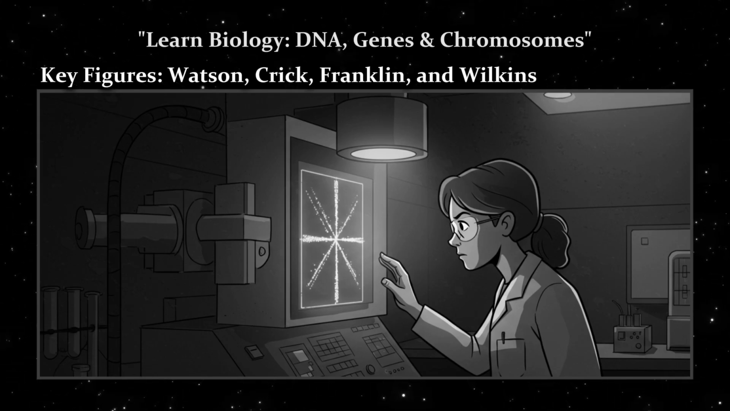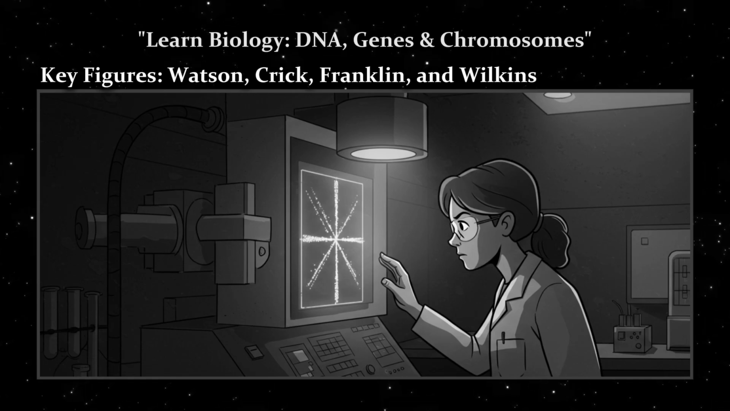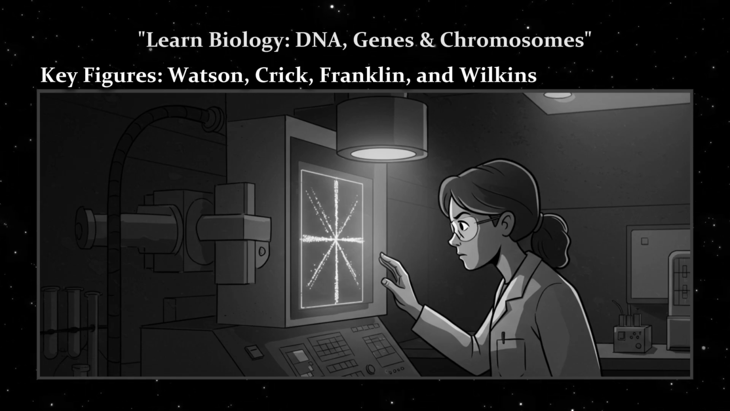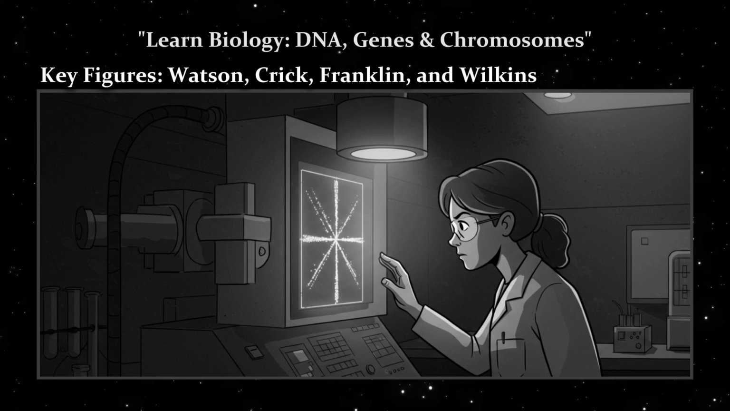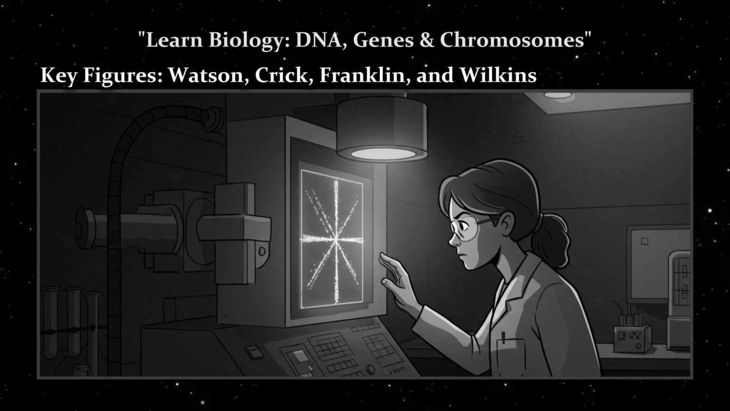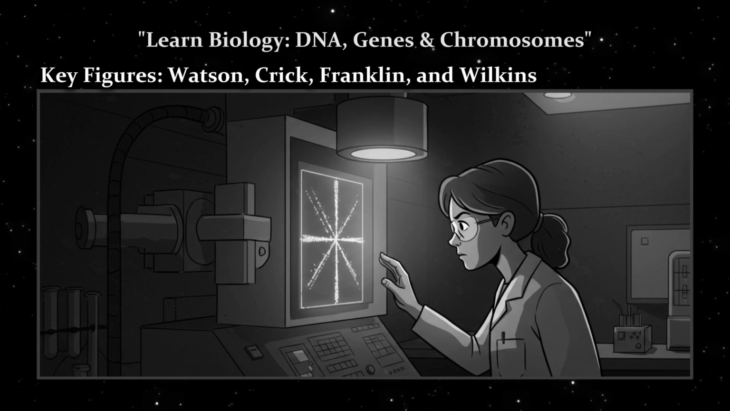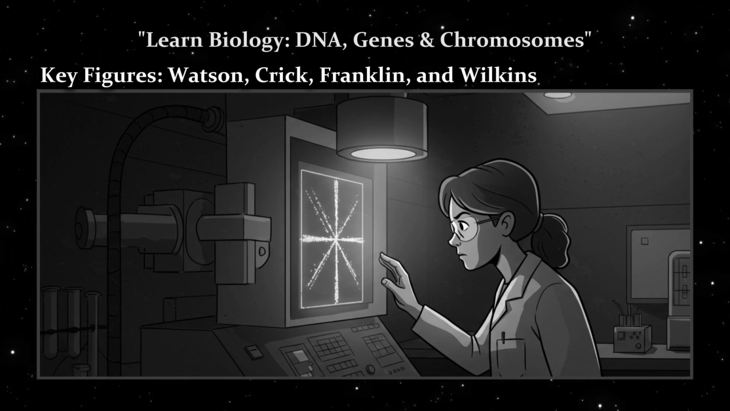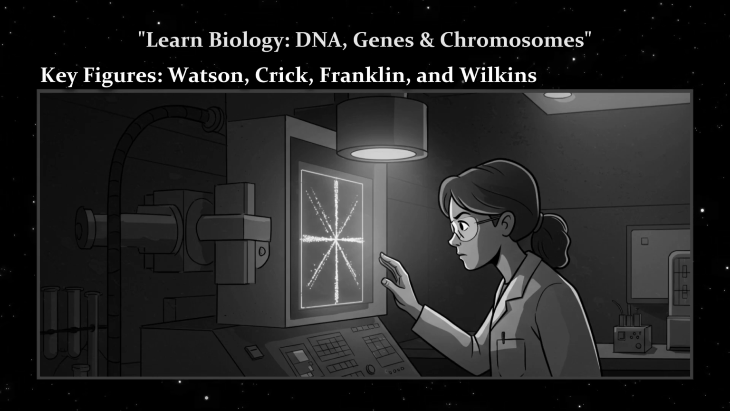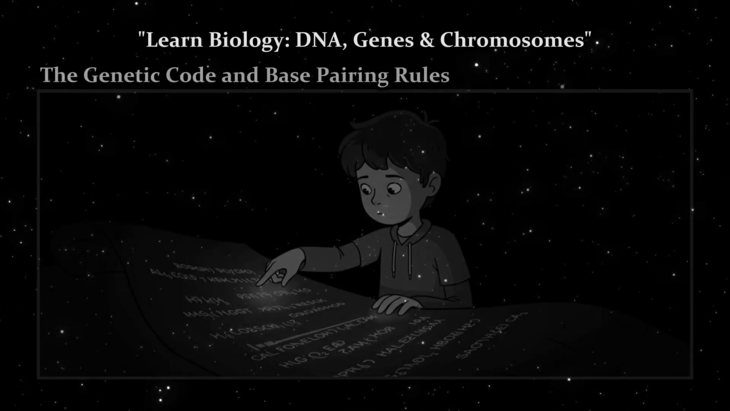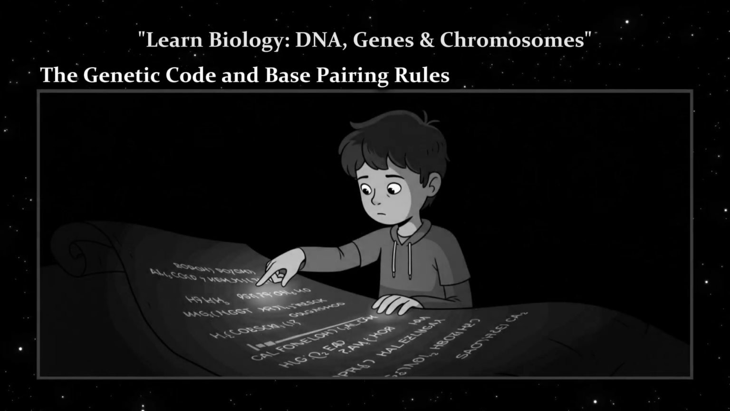The discovery of the double helix gave us the book of life. We now understand its physical structure, but a book is useless if you cannot read its language. Now that we understand the structure, we must learn to decipher the message written within it. Our next lesson explores the alphabet of this book, the genetic code. The genetic code and base pairing rules.